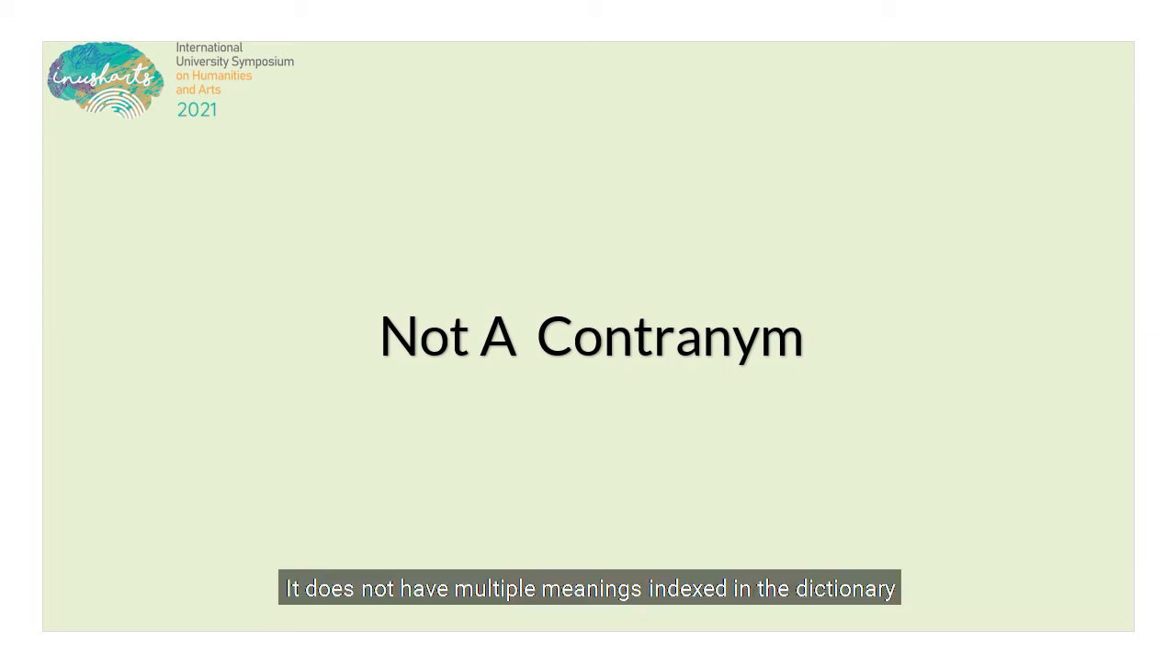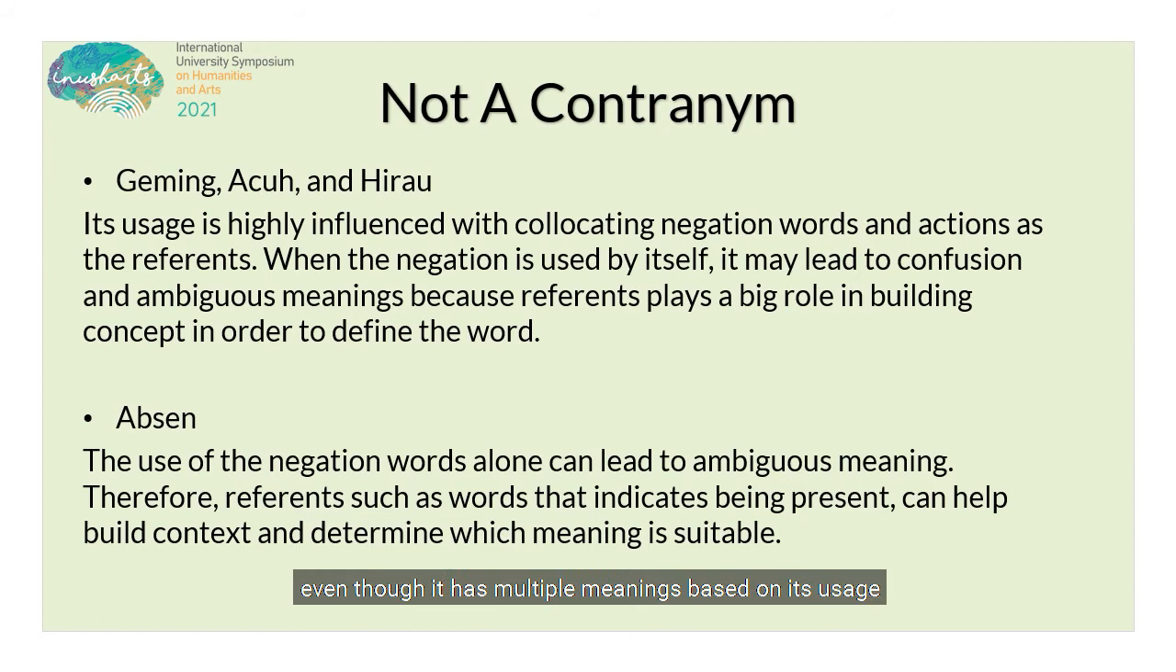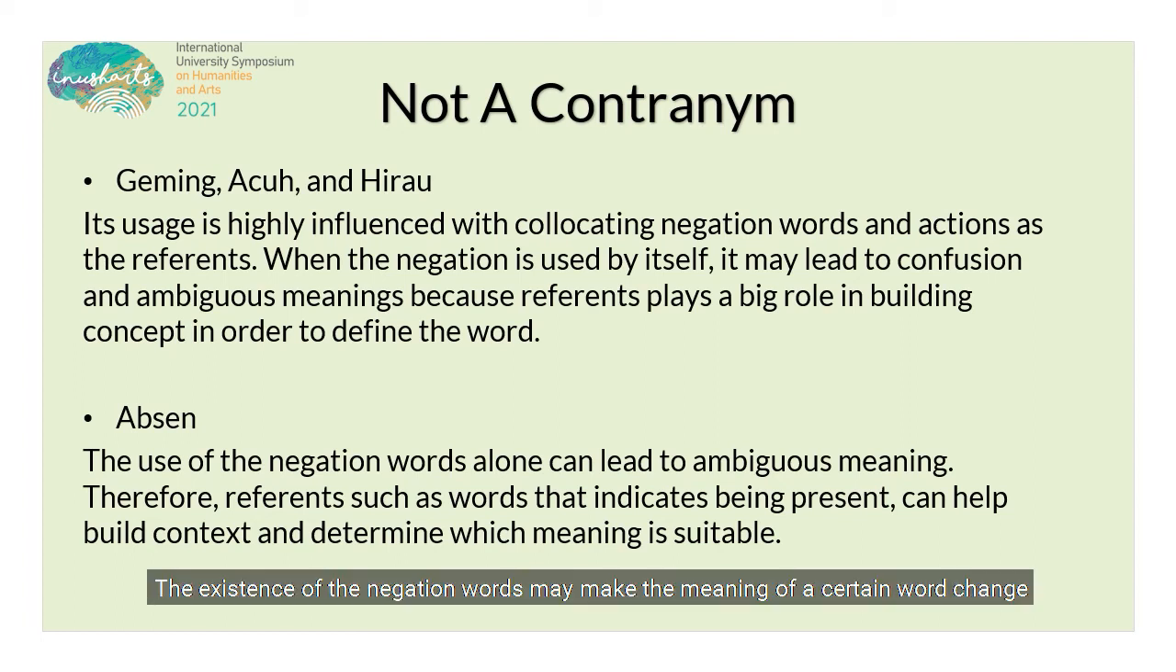It does not have multiple meanings indexed in the dictionary, even though it has multiple meanings based on its usage. In the usage, these words develop a new meaning because they are influenced by their surrounding area, such as the negation words as collocates. The existence of the negation words may make the meaning of a certain word change, and the new meaning has been integrated in most people's minds. However, the first meaning may still be in use by the other half of people. Thus, there are many meanings for these words carried within the language users.